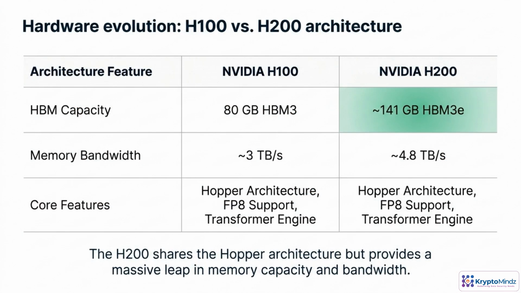H100 and H200 are architecturally very similar, but the H200 changes the game for memory-hungry models. It offers almost double the HBM capacity and a large jump in bandwidth. In practice, that enables larger batch sizes, longer sequence lengths, or bigger models before you hit out-of-memory errors. For workloads like large language models or recommender systems, H200 can reduce the need for model or tensor parallelism and simplify your overall scaling strategy.